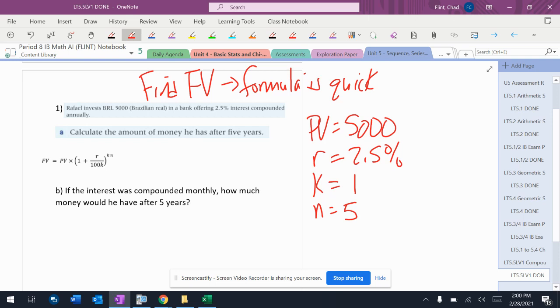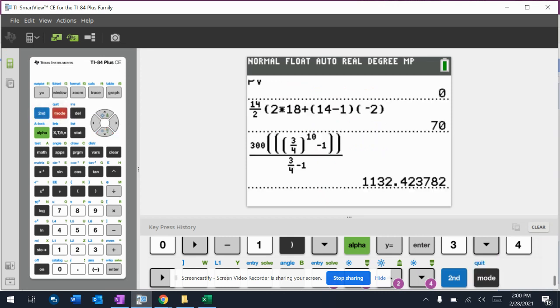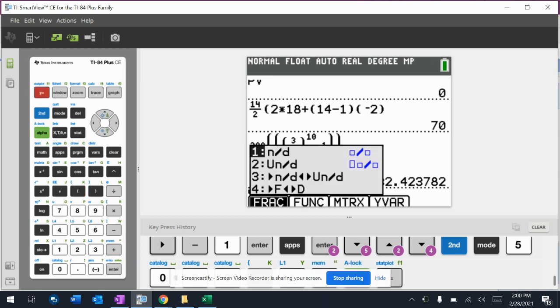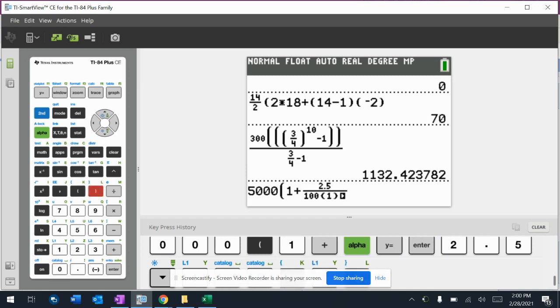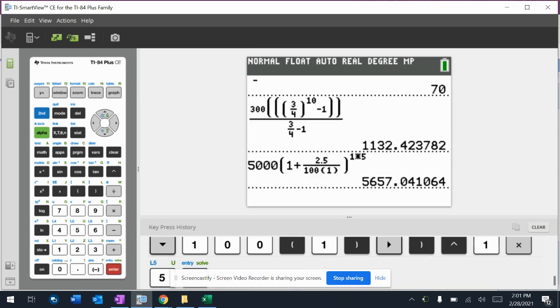So anyways, for this, present value is 5,000 times 1 plus the interest rate, 2.5 over 100 times 1. The K is 1. And then this is an exponent to the 1 times 5. And I'm putting that whole thing right into the calculator. So I got to get out of here. Make sure you hit second quit. Try to not hit clear when you're doing that. 5,000, 1 plus the fraction, 2.5 over 100 times 1, to the 1 times 5. I hit enter.